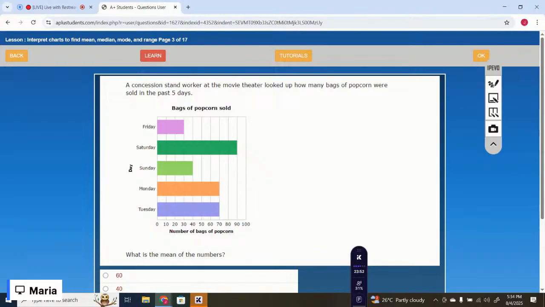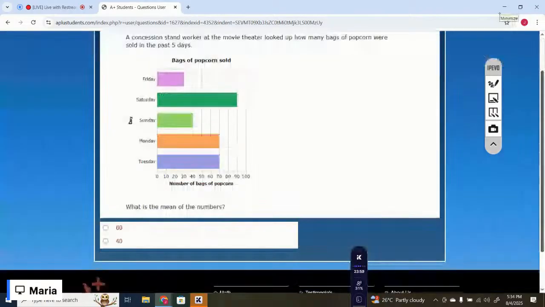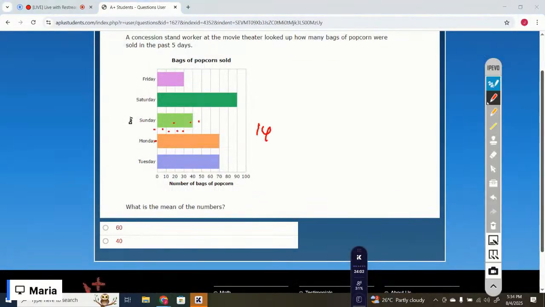A concession stand worker at the movie theater looked up how many bags of popcorn were sold in the past 5 days. What is the mean of the numbers? So again, we need to calculate the mean. 30, 90, 40, 70, and 70.